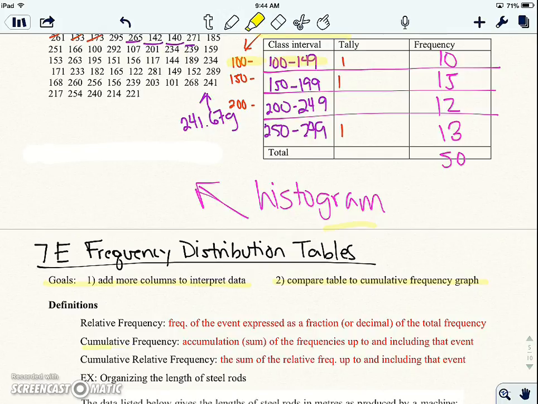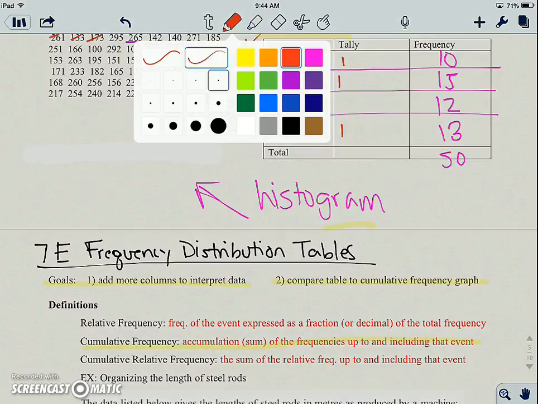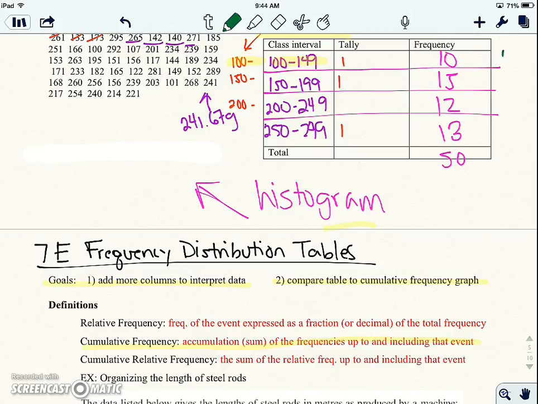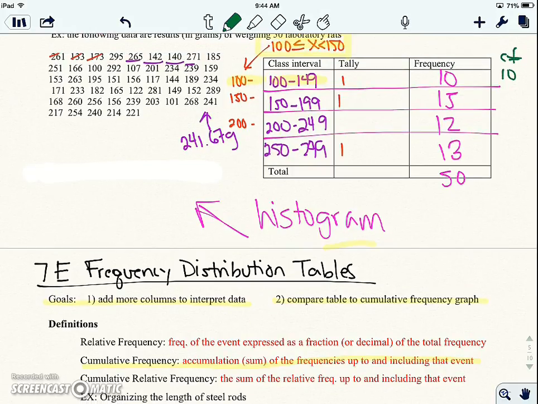Let's start with cumulative frequency. It's the accumulation or sum of the frequencies we have. So if you were to go back to the rod example up here, we had 10 here. The cumulative frequency, we would then add this 10 to this 15 and have 25. And then we'd add 25 to 12 and have 37, and so on.